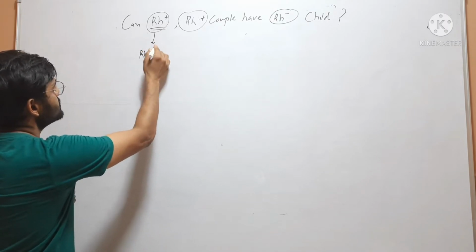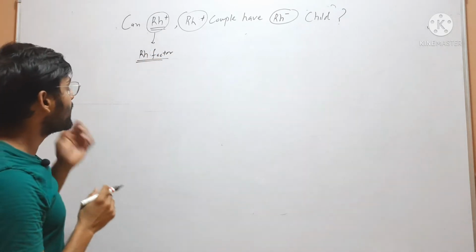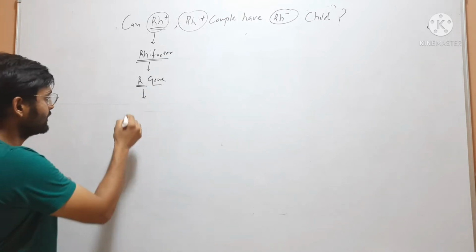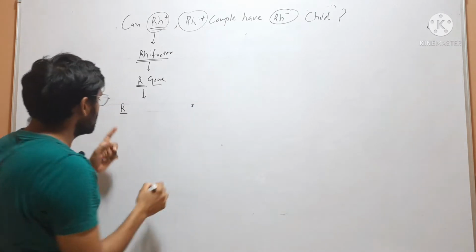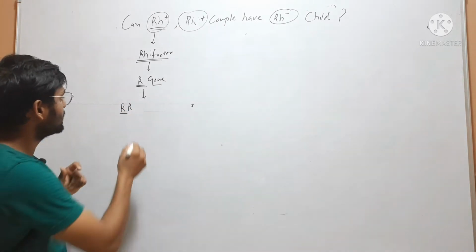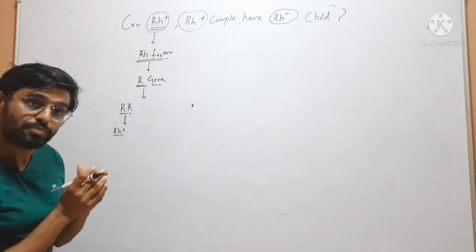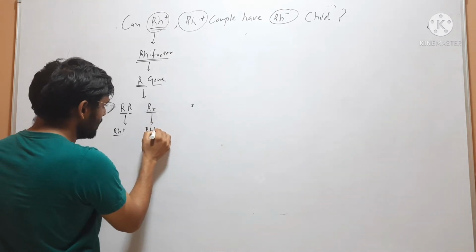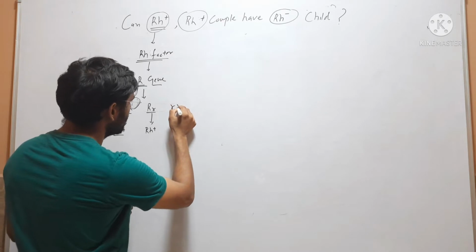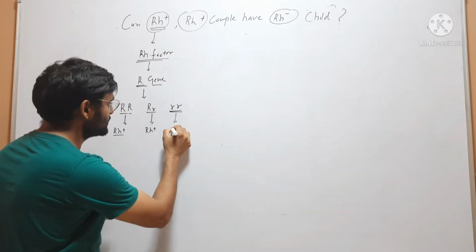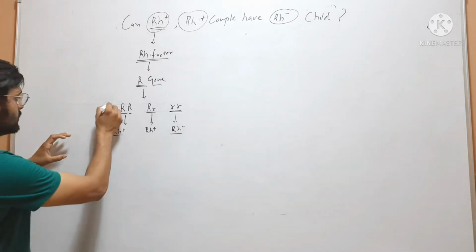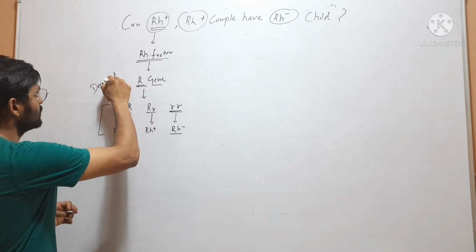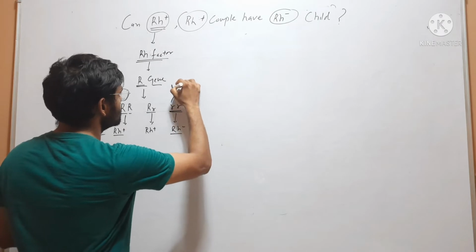First, we know that this Rh factor is controlled by the R gene. And this R gene has two alleles, capital R and small r. A person with two capital R alleles has Rh positive rhesus factor, and a person with one capital R and one small r allele also has Rh positive rhesus factor, and a person with two small r alleles is always Rh negative. So from these genotypes we can conclude that capital R is the dominant allele and small r is the recessive allele.